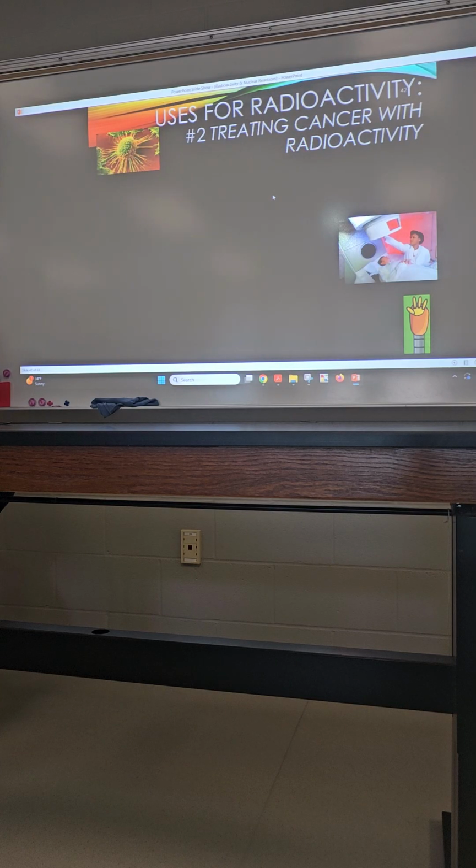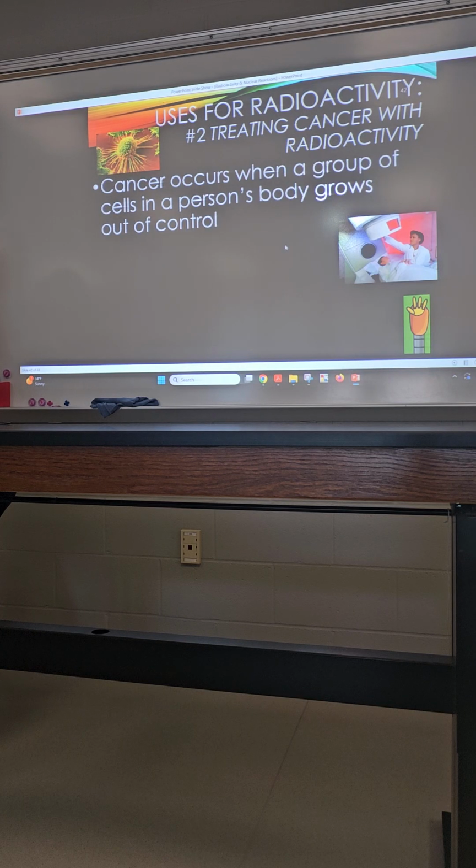Okay, so the second use of radioactivity is for treating cancer through radiation. And so if we take a look, obviously we know that cancer occurs when groups of cells kind of go rogue. They start growing out of control. We're actually going to talk about this a little bit more later. But what we're just going to focus on right now are some of these practical uses of this radiation. Because again, I said radiation gets a bad rap. It's like, oh my gosh, it's dangerous, this is going to kill everybody. Well, actually, it can have some really good medical benefits and heal and help people.